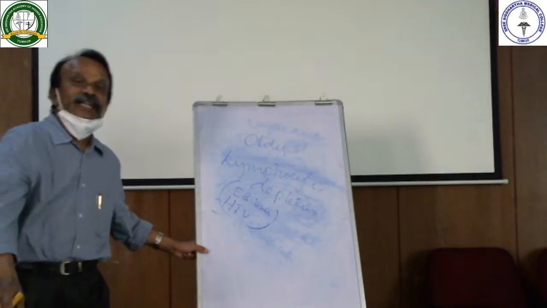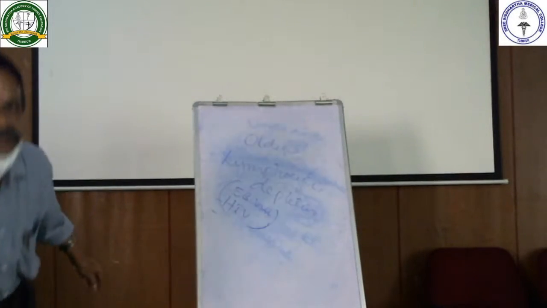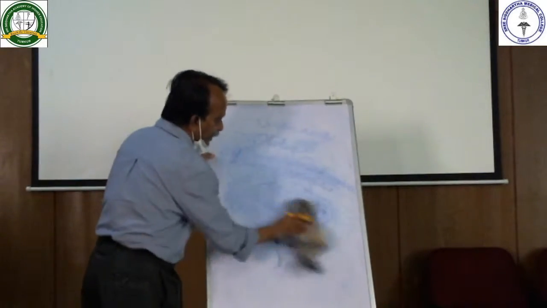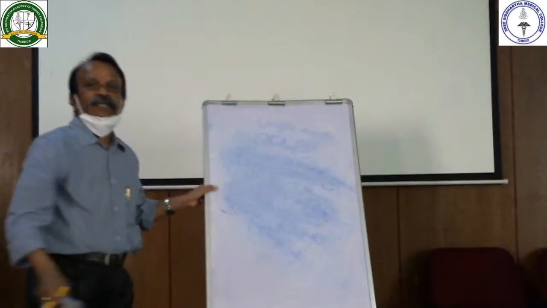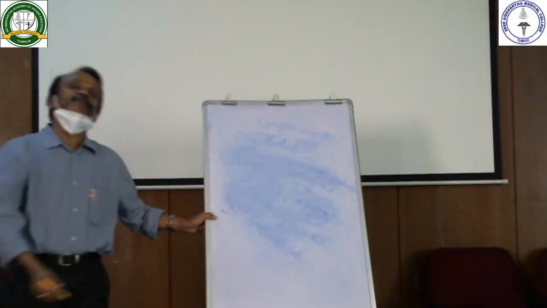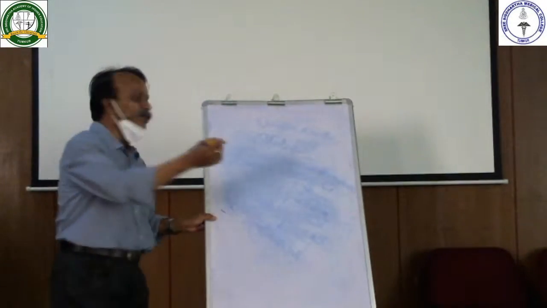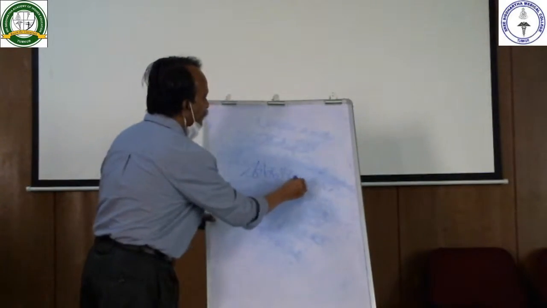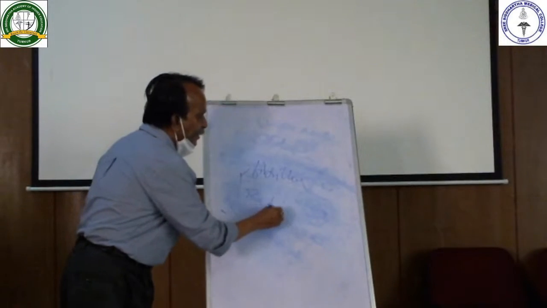This lymphocytic depletion type accounts for a lesser percentage of Hodgkin's lymphoma. So what are the microscopic features? This has got two types. One is the fibrillar type, and the second one is the reticular type.